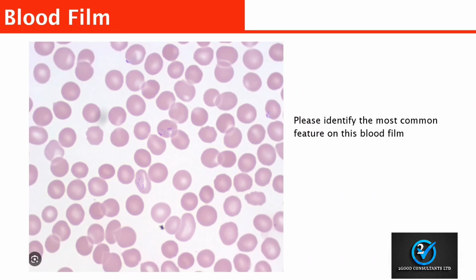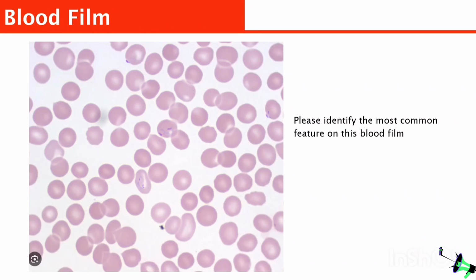So this person has been to an interview and the person was asked, please identify the most common features. I want you to note the most common features on this blood film. That means when it comes to blood film morphology, you must understand that it is not everything that you see that is actually clinically significant. Okay, it doesn't mean that it doesn't mean anything, but you've got to ask yourself, is this thing clinically significant? Okay, right.